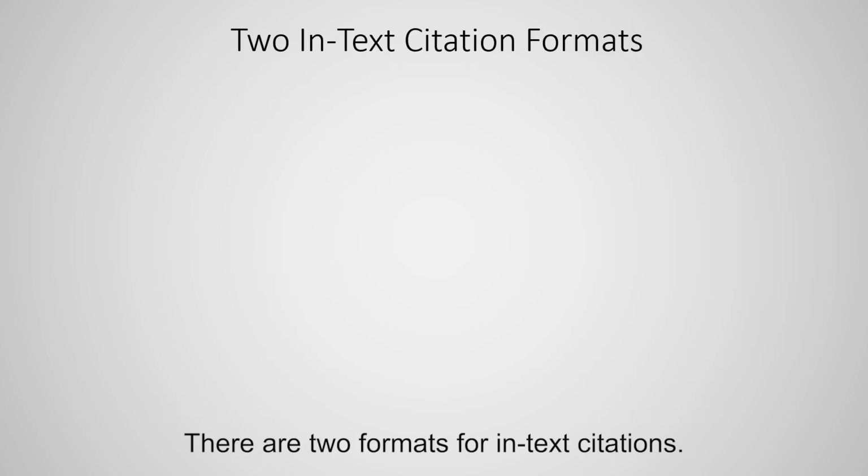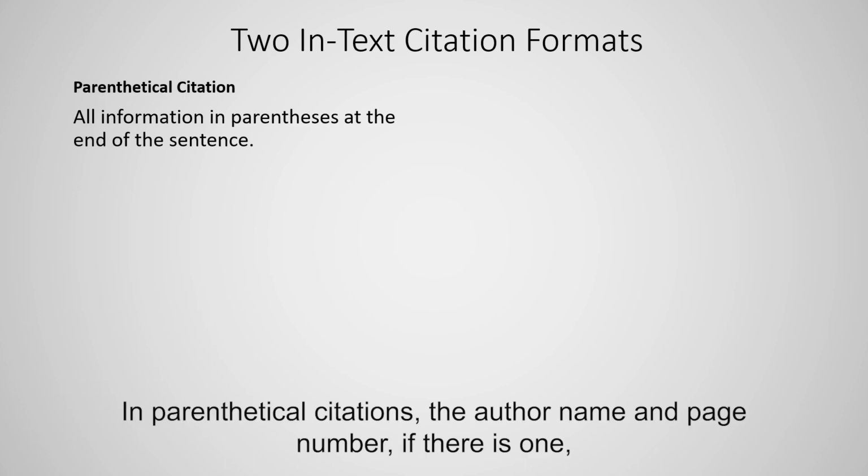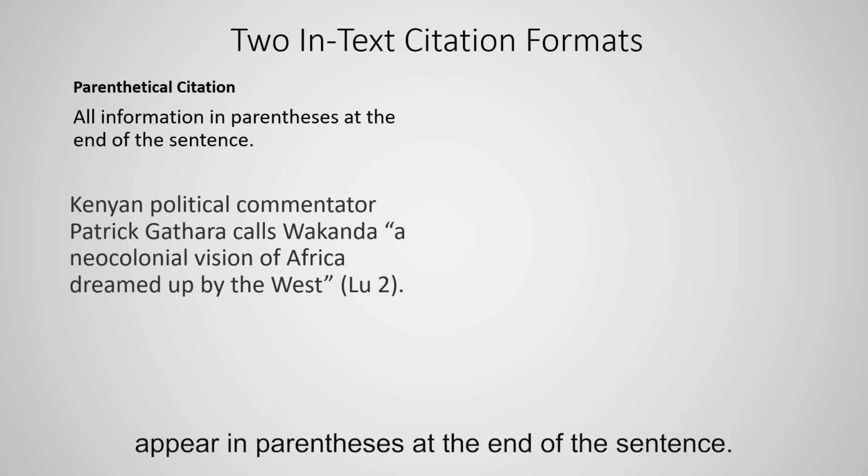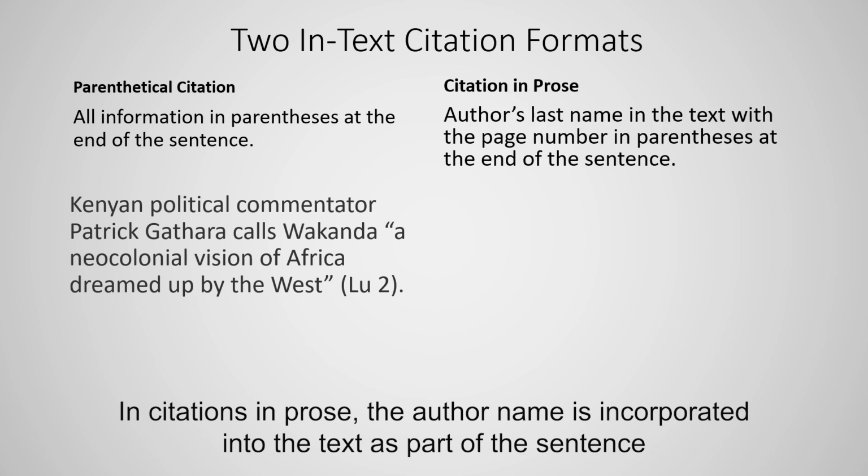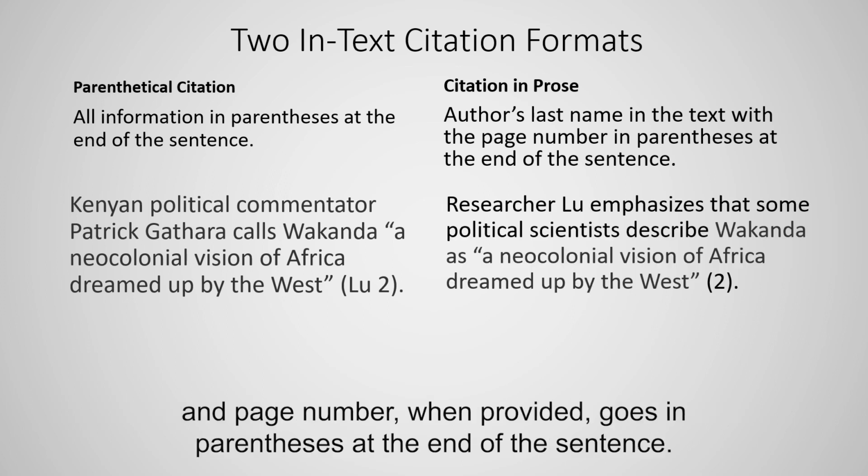There are two formats for in-text citations. In parenthetical citations, the author name and page number, if there is one, appear in parentheses at the end of the sentence. In citations in prose, the author name is incorporated into the text as part of the sentence, and the page number, when provided, goes in parentheses at the end of the sentence.